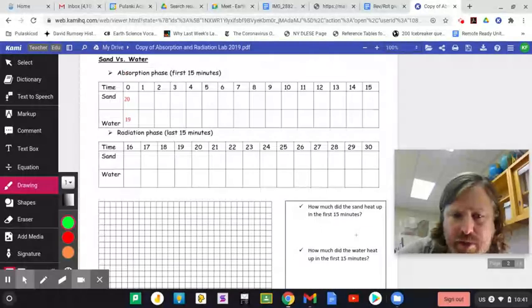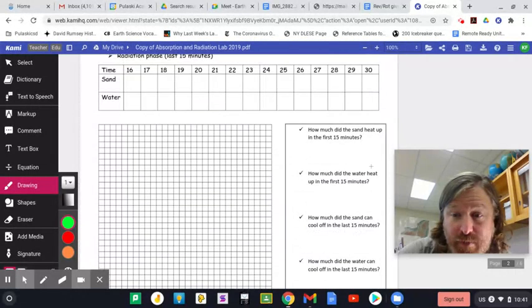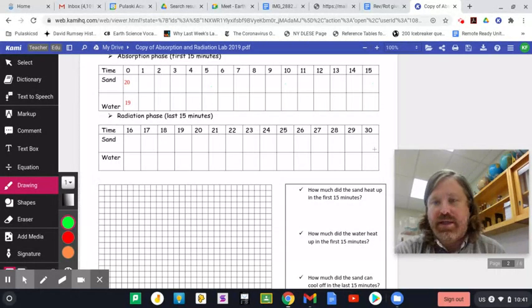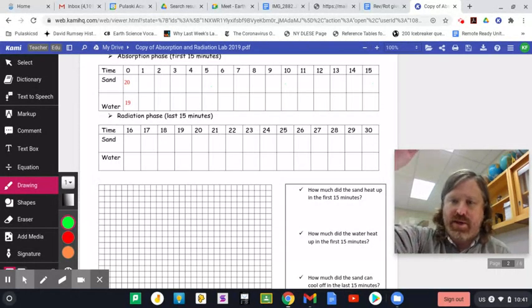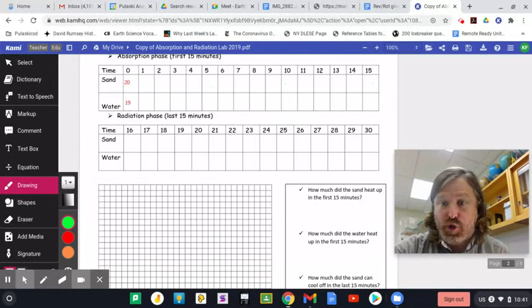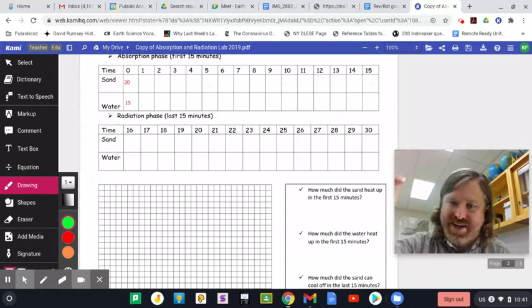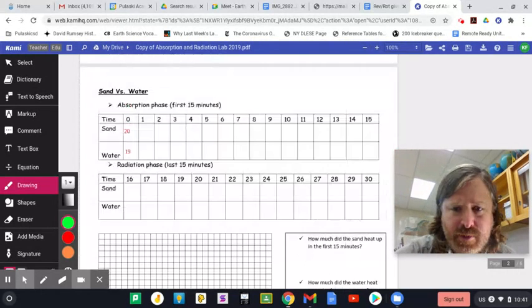Then down here will be how much did they cool off in the last 15 minutes? So that's going to be where you take whatever it was at 15. That's your starting point. And then it cooled down to whatever this is in the last 15 minutes. So when it got to its peak, it's at this temperature. It cooled down by this much to get to that level. Not how much did it get to, not how much did it start at, but how much did it go down throughout the course of the experiment. Okay.